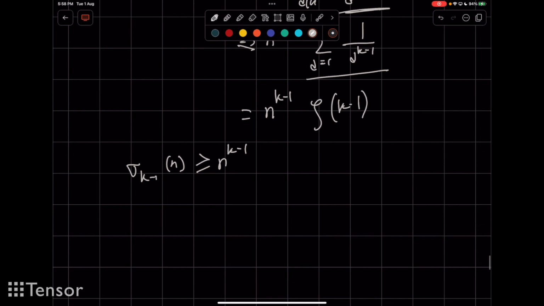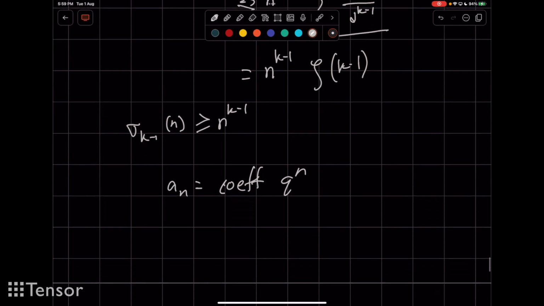That if a_n denotes the coefficient of q to the n, then we get a bound for a_n, and that bound is precisely n to the k minus 1 times some constants, right? So therefore, the nth coefficient grows like n to the k minus 1, where k is the weight. Okay.